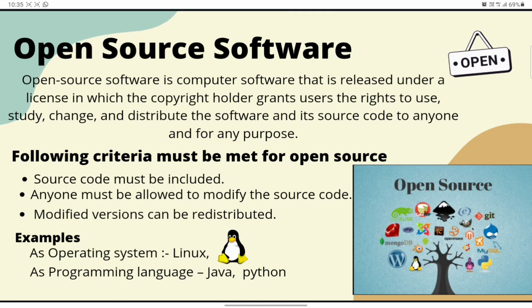Open source software. Open source software is computer software that is released under a license in which the copyright holder grants users the right to use, study, change, and distribute the software and its source code to anyone and for any purpose. The following criteria must be met for open source. Source code must be included. Anyone must be allowed to modify the source code. Modified versions can be redistributed. Example, as operating system Linux, as programming language Java or Python.